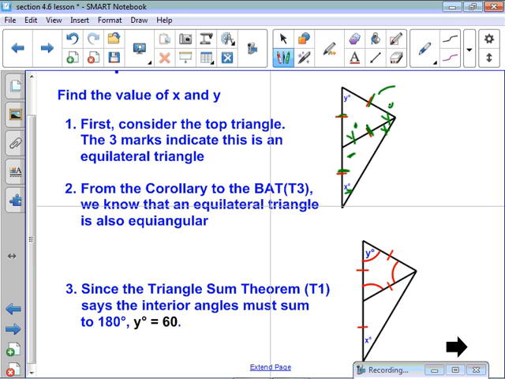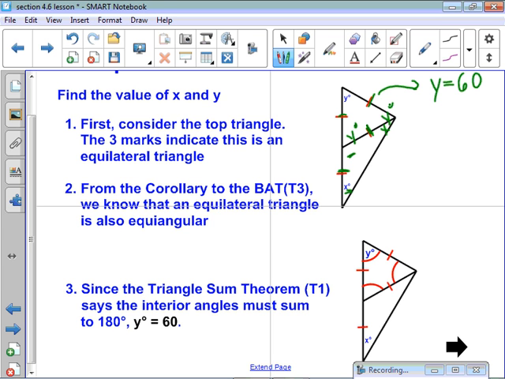Well, I really do. Look at this. All three of these angles are y. You have an equilateral triangle, equiangular triangle. We know by the second corollary to the base angles theorem that if you have an equilateral triangle, all of the angles must be 60 degrees. So you know that y equals 60.